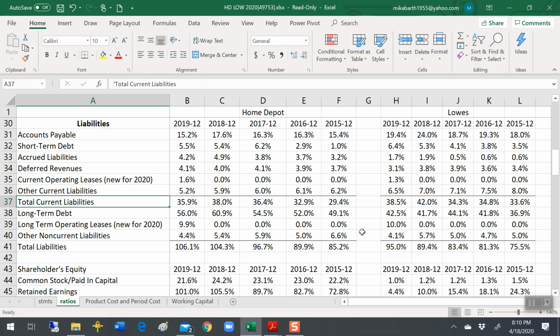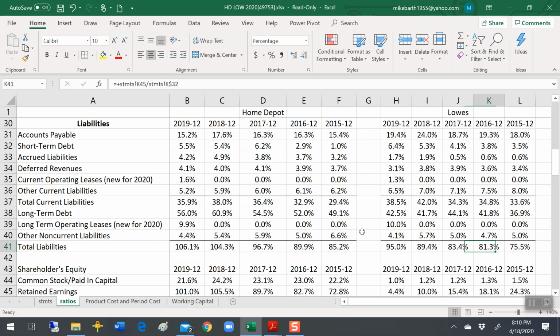Okay, so the total current liabilities, notice that it's fairly similar for both companies, right around 30-35%. And while the different categories are up or down a little bit, they're actually pretty similar. The accounts payable is a little bit higher for Lowe's, and that probably reflects the type of property that they purchase. Long-term debt, here you're going to see a little bit of difference because Home Depot has more long-term debt.